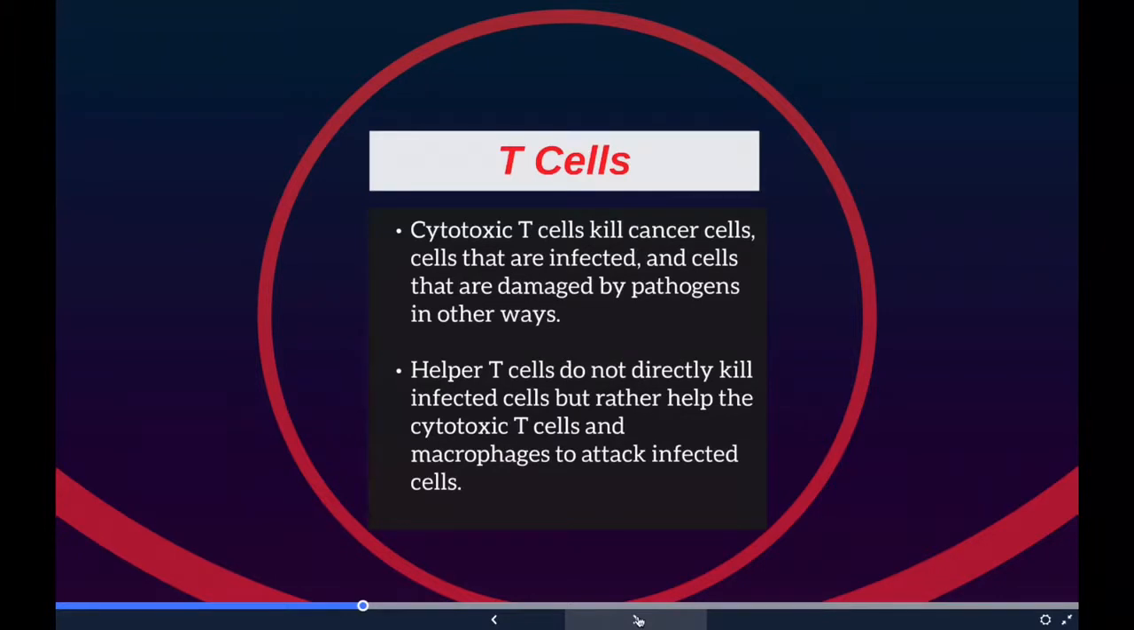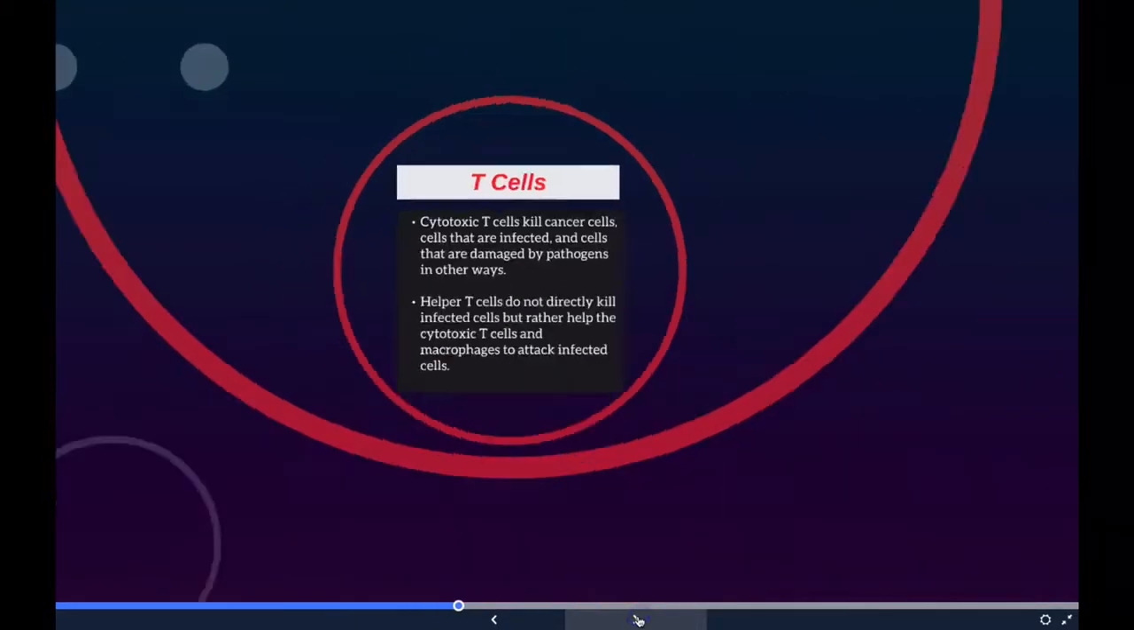On the other hand, helper T cells do not directly kill infected cells as cytotoxic T cells do. Instead, they help activate cytotoxic T cells and macrophages to attack infected cells, or they stimulate B cells to secrete antibodies. Helper T cells become activated by interacting with antigen-presenting cells such as macrophages. So let's look at those.